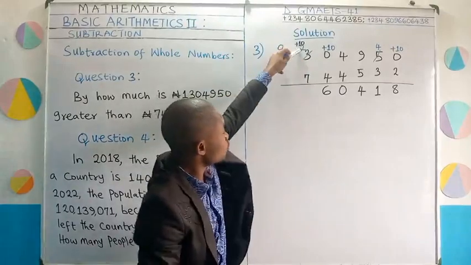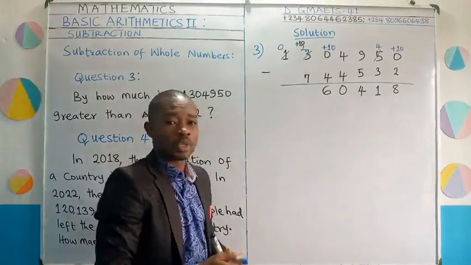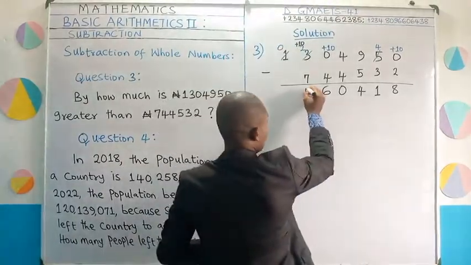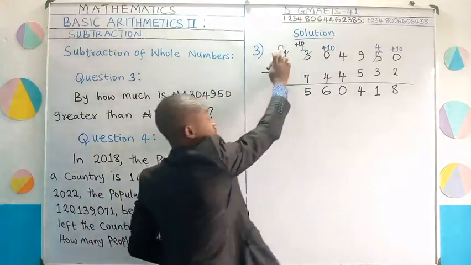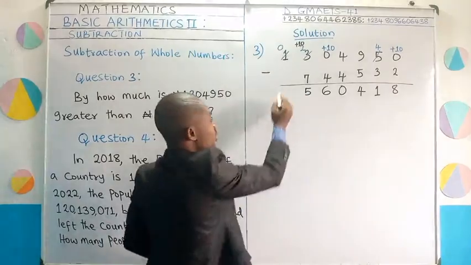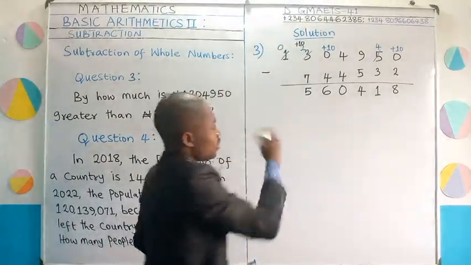So this is 10 plus 2, which is 12. 12 minus 7 will give us 5. So I'm going to write 5 here. Alright, this is 0. It's nothing. This is 0. So just forget about it. No need of writing 0 here. Are you following, right? Forget it.